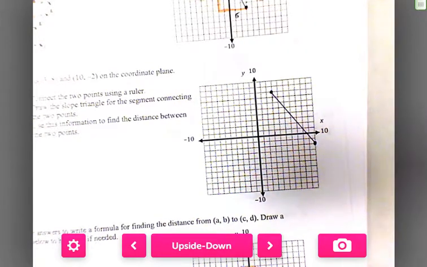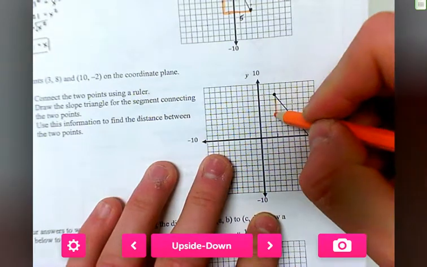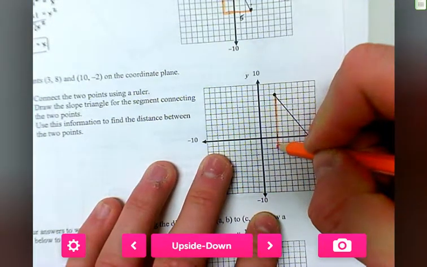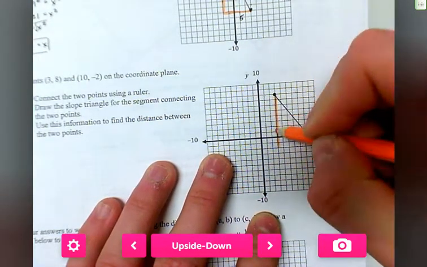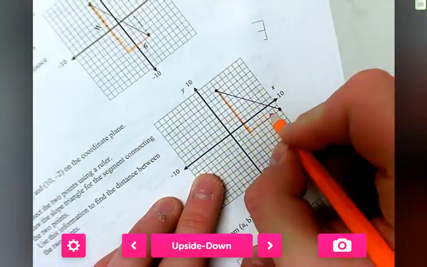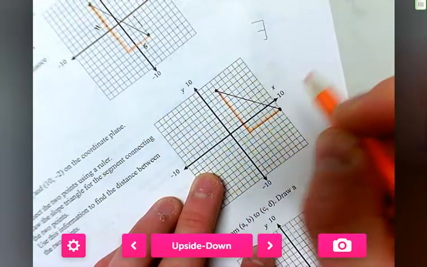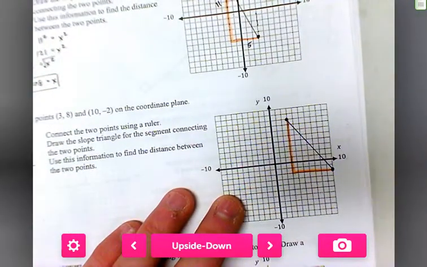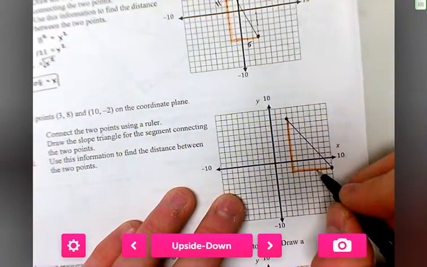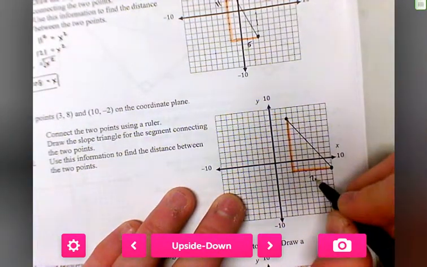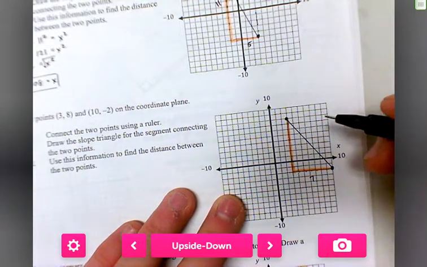Okay, you don't always have to draw your slope triangle, but for some people it helps. So I'm going to continue to draw it. Okay, so our base here is 1, 2, 3, 4, 5, 6, 7, and our height is 10.